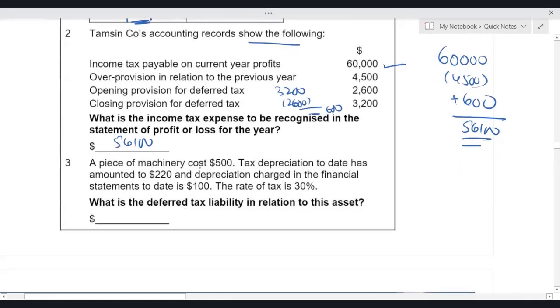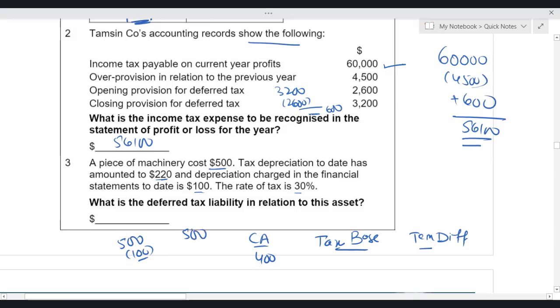A piece of machinery cost 500. Tax depreciation is 220, and depreciation charge in the financial statement is 100. Tax rate is 30. What is the deferred tax liability? Look at this: carrying amount, tax base, temporary difference. Machinery cost is 500 and accounting depreciation is 100. So the carrying amount is 400.